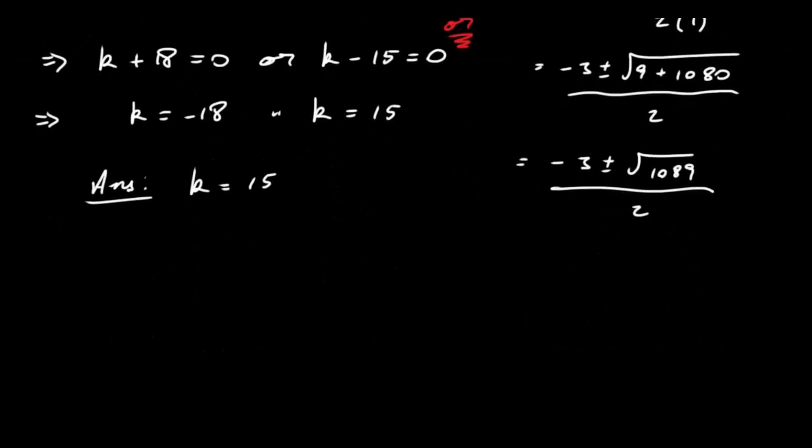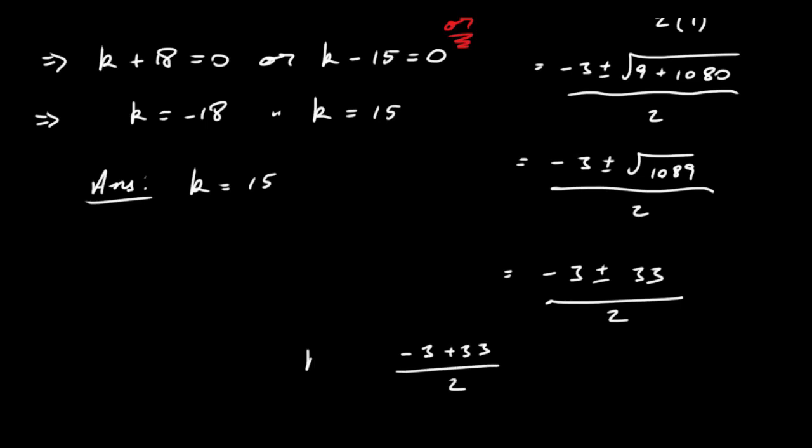So let's just finish this off. So we got minus 3 plus or minus, I'm assuming that that does square root. So the square root of 1089 is 33. Perfect. And that's over 2. So our answer then is minus 3 plus 33 over 2. So this is k, or k is equal to minus 3 minus 33 over 2.